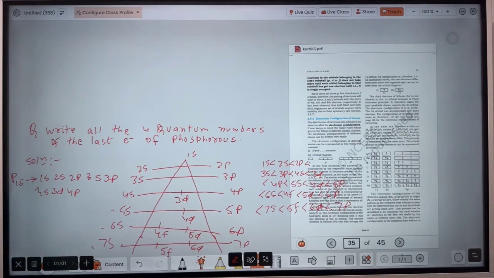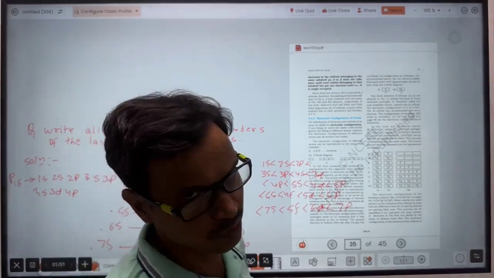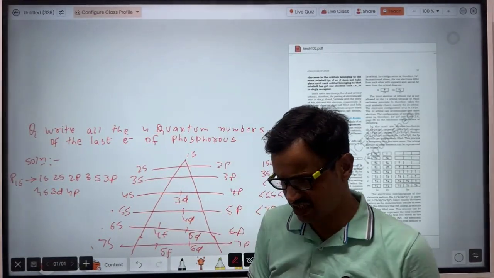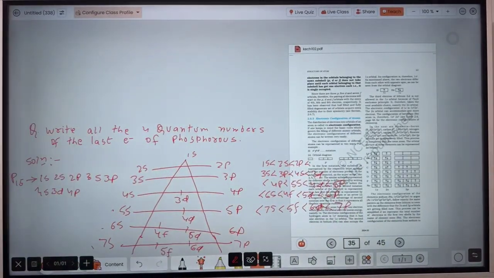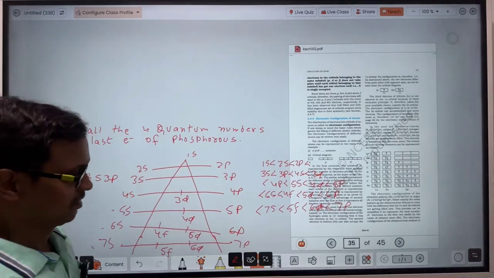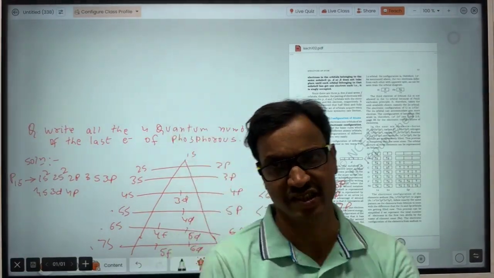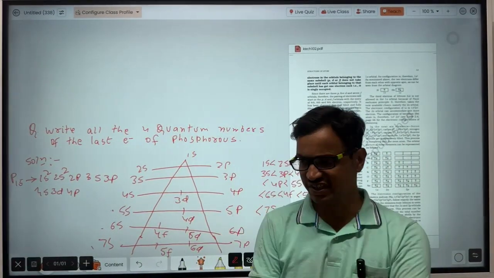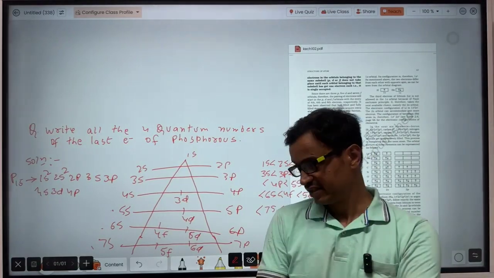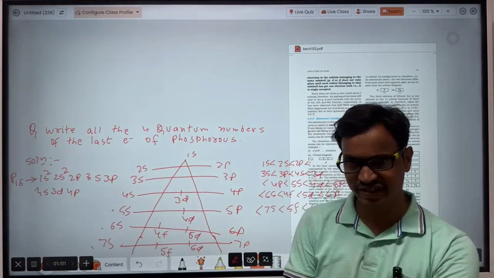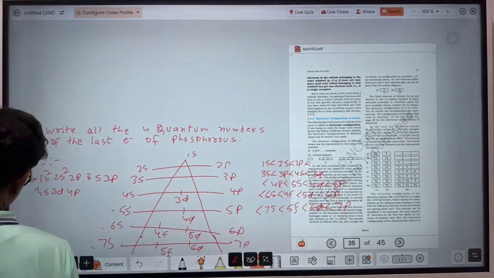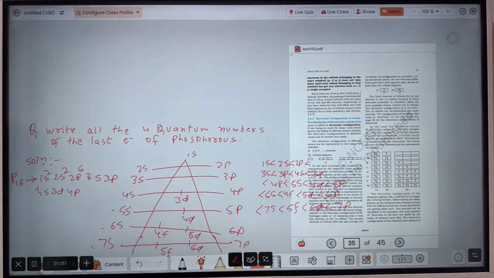Then let's see, in s there is only one orbital, so a maximum of 2 electrons will be there. In the s subshell there is one orbital only, so the maximum number of electrons will be 2. So in 1s there will be 2 electrons, and in 2s there will also be 2 electrons. In the p subshell the number of orbitals is 3, so the maximum number of electrons will be 6. So that's why 6 here.